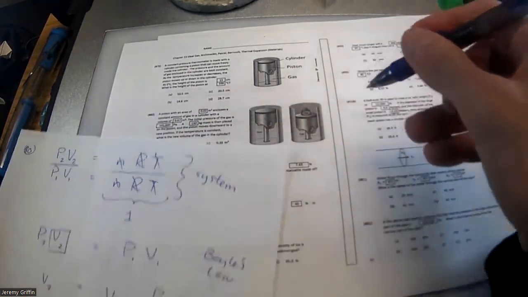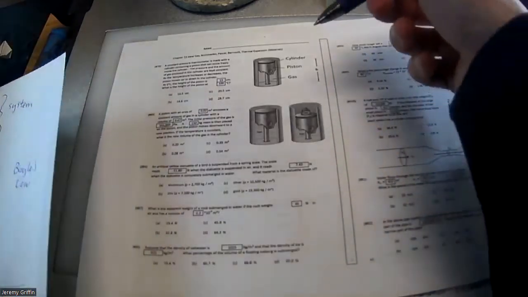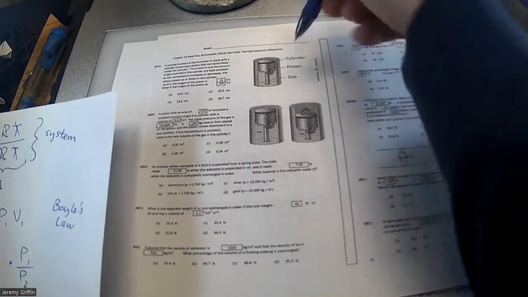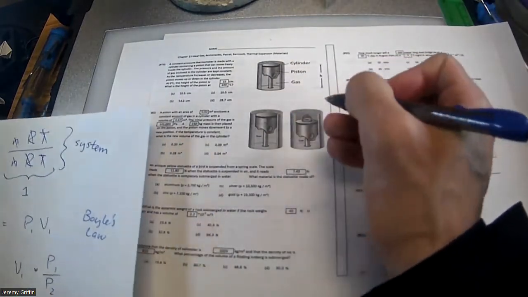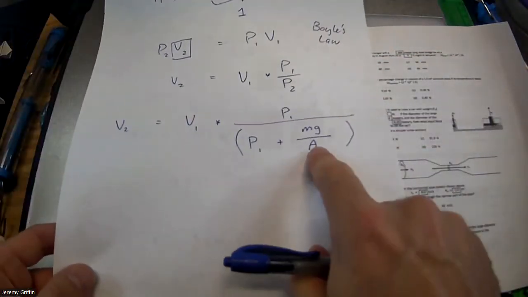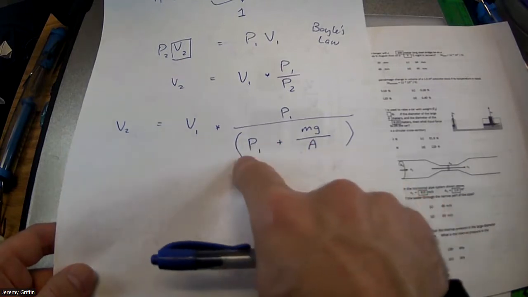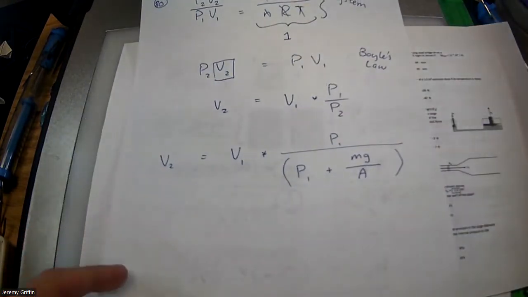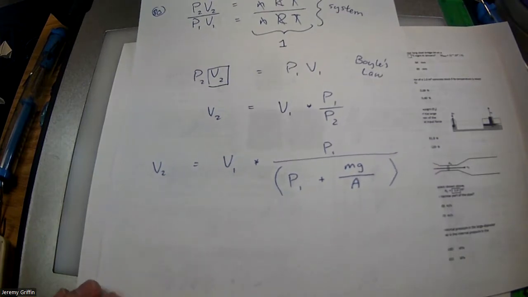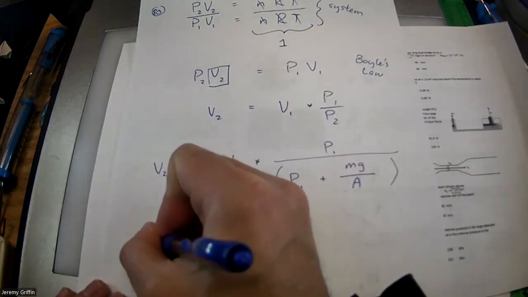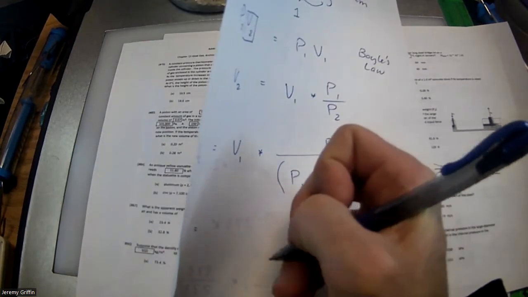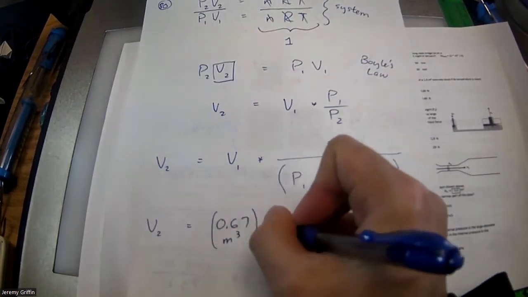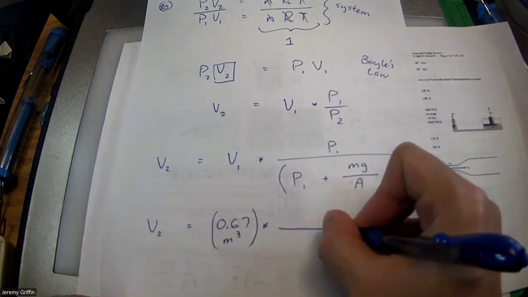I could approach this a little bit differently, but this weight, which is m times g, divided by this cross-sectional area, results in an increased pressure on top of the original atmospheric pressure. And this is compared to the original pressure. All right, that's in terms of variables. So let's go ahead and pop in some numbers. My original volume was 0.67 cubic meters. So we take that and multiply by this ratio.